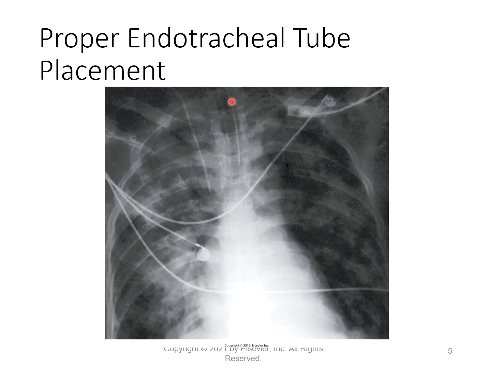The other issue that can often occur is that it gets advanced too far. And usually if it gets advanced too far, it's going to go into the right side, because that again was the more vertical of the two main stem bronchi. So it's more of a natural placement for it.